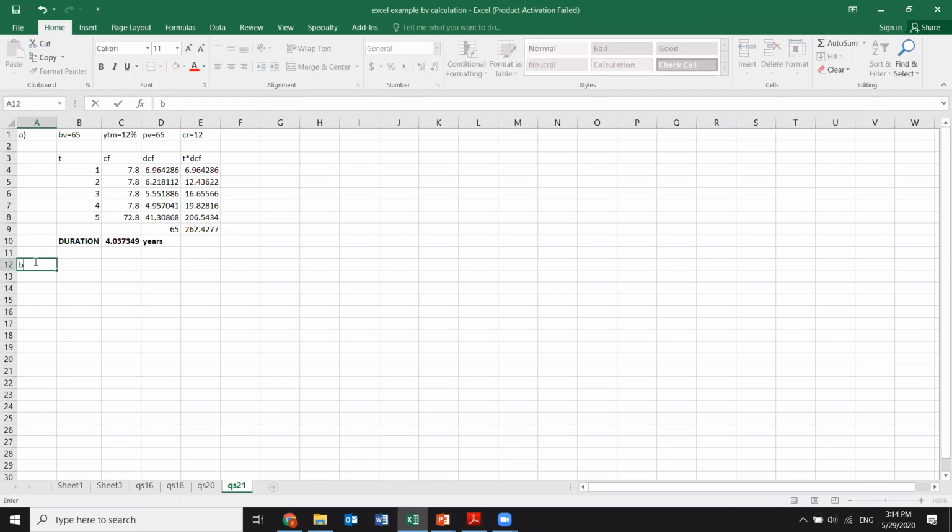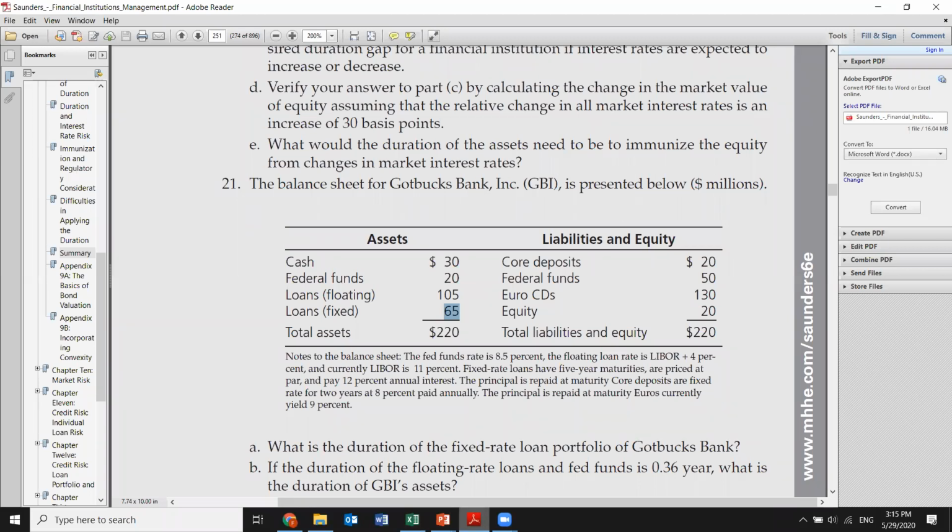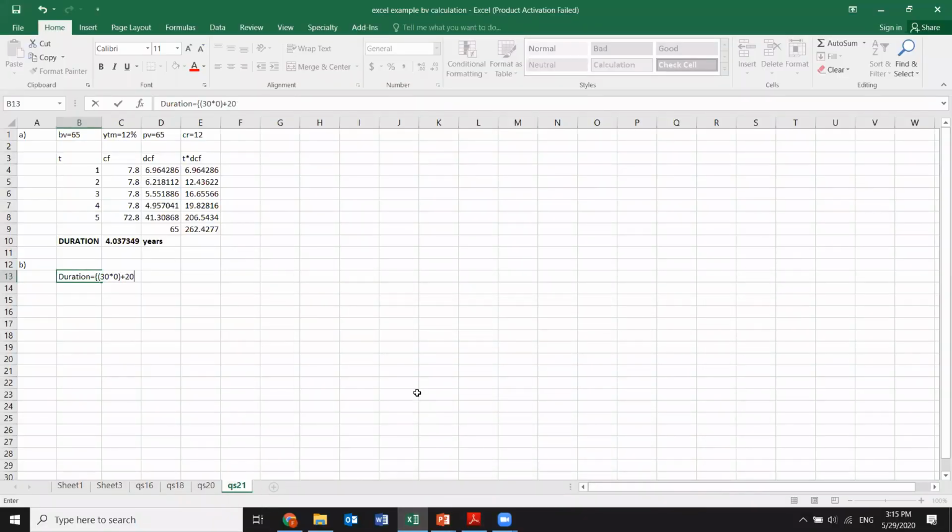So part B, the duration is equal to, we need to calculate for all, and on average for all assets. That means we need to consider all of the assets that we have. But we know that the cash, for example, is $30 times zero, because the duration of the cash is zero; it's non-interest, it's not a rate sensitive asset, so it's directly zero. Plus we have here $20 of Fed funds, which is with a duration of 0.36, okay? $20 times 0.36.